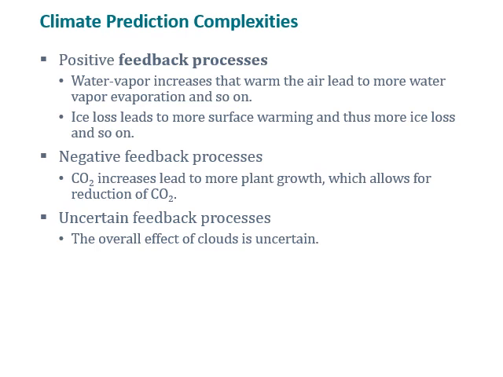Climate prediction is complex. There are things called positive feedback processes and negative feedback processes that affect model behavior. Positive feedbacks would include examples like water vapor increases that warm the air and lead to more water vapor evaporation, and so on. Or ice loss leads to more surface warming, creating more ice loss. A negative feedback process would be something like carbon dioxide increases, which lead to more plant growth, which allows for the reduction of carbon dioxide. Then there are uncertain feedback processes that we don't know about, like the overall effect of clouds.